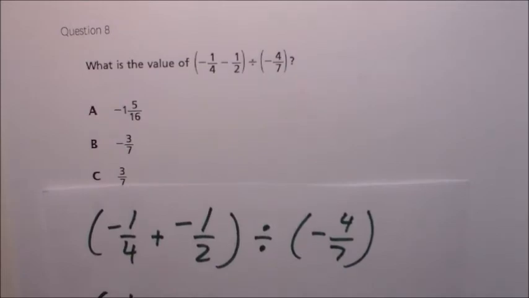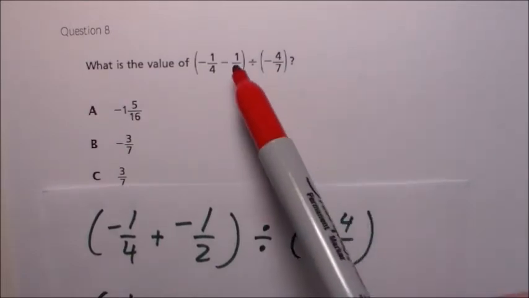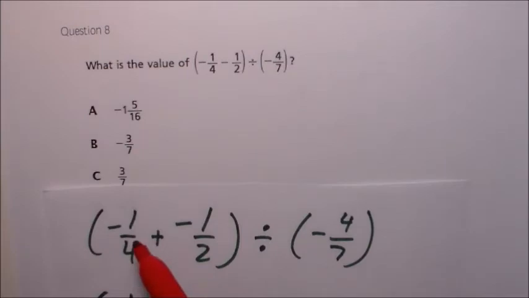So we have -1/4, and we're going to change this minus to adding the opposite. -1/4 plus -1/2. I know we're dealing with fractions and integer rules, but it shouldn't really disturb us too much because we know how to add fractions together, and we know that two negatives added together is just going to be adding the numbers and keeping the sign, right?